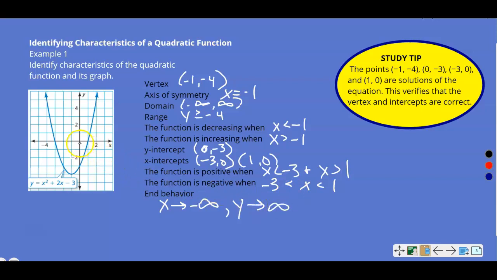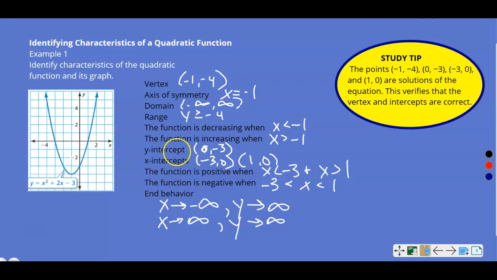All right, let's look at the end behavior on the other side. As x goes to the right, it's going positive. The x's are getting larger, always going positive to the right for x's. All right, as x goes positive, my y's are going up. So that means my y values are also going positive or towards infinity.